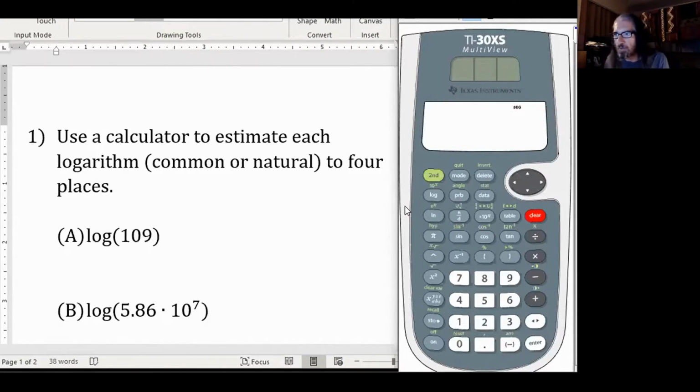Your calculator may have it in a different spot. Log of 109, close the parentheses. To four places, that is the 10,000ths place. And after the fourth place, in the fifth place is a 2, so we're going to round down. We're going to round that down to 2.0374.